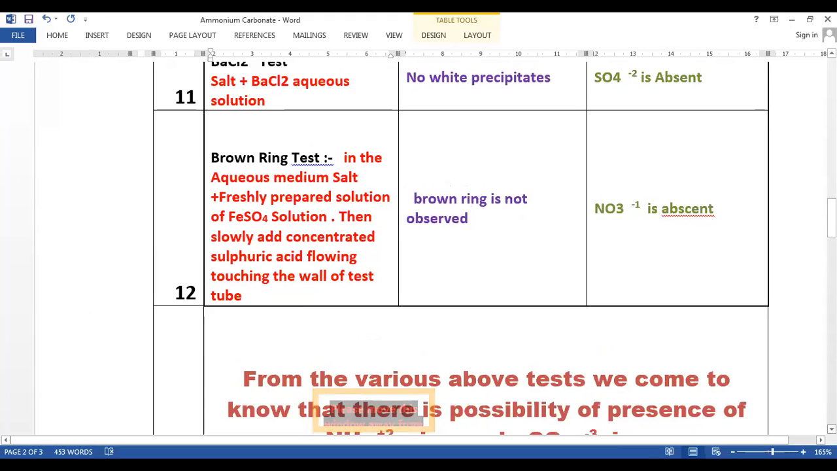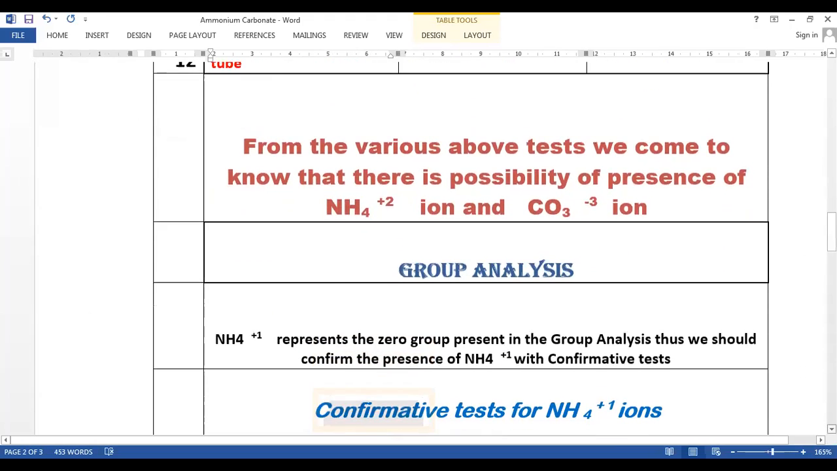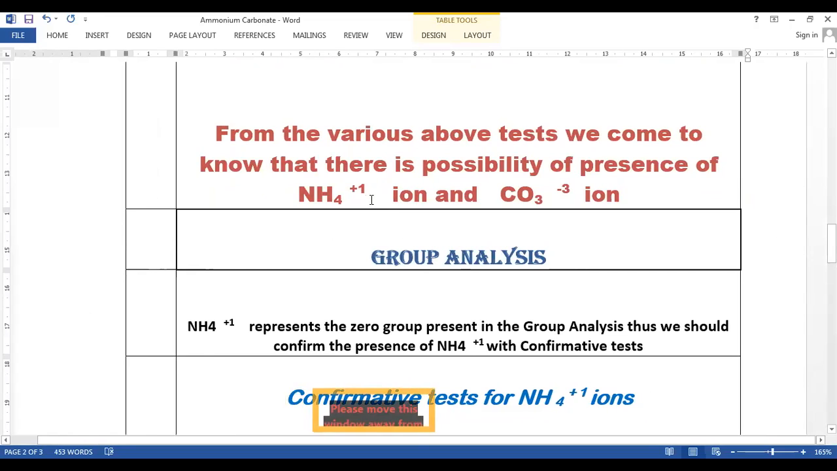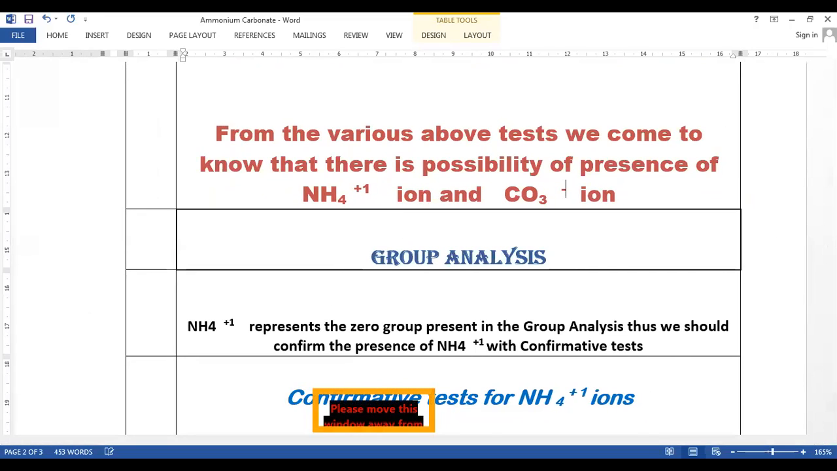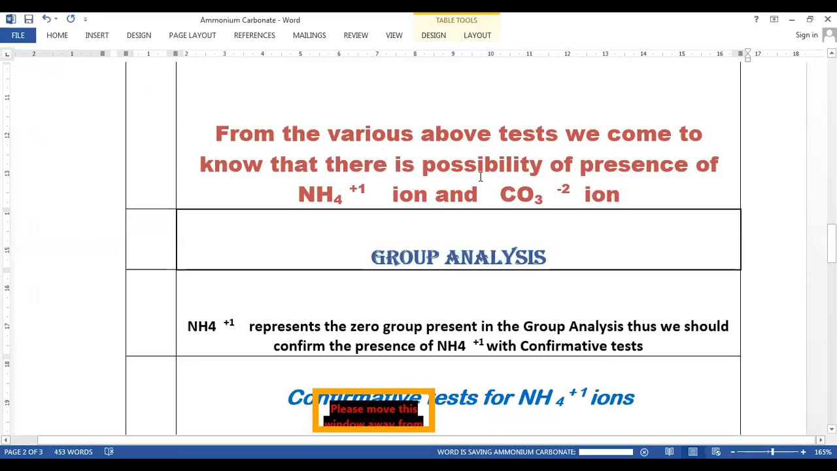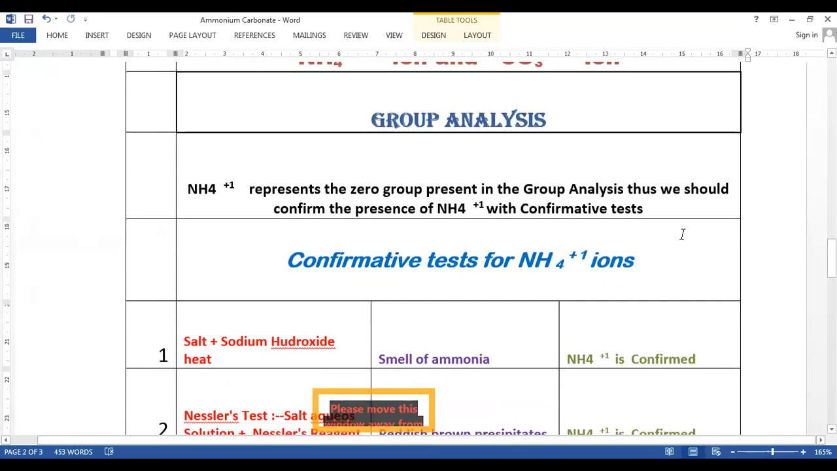So from the various tests, my dear students, we may now conclude that there is a possibility that the NH4 plus ion and the CO3 minus 2 ion are present in our salt. Now we may go for the group analysis, my dear students.